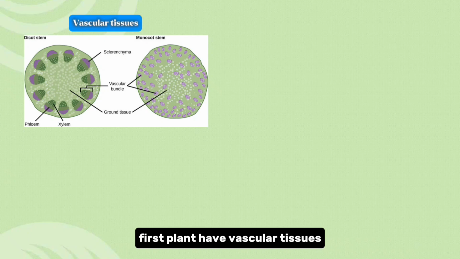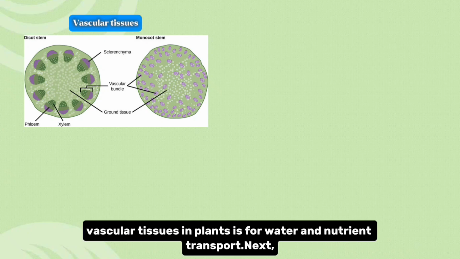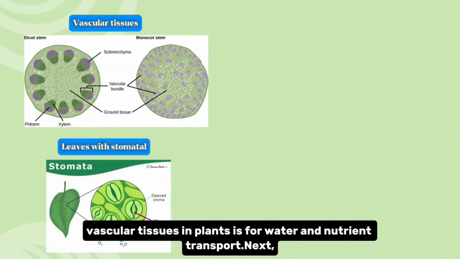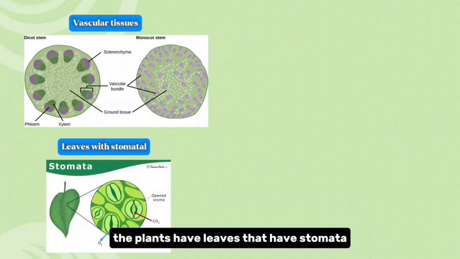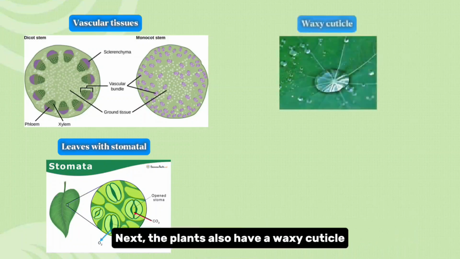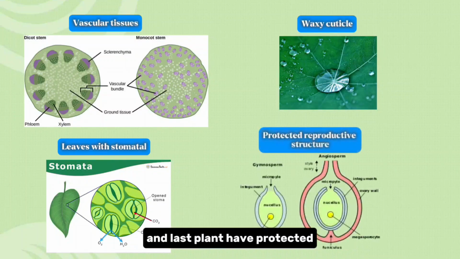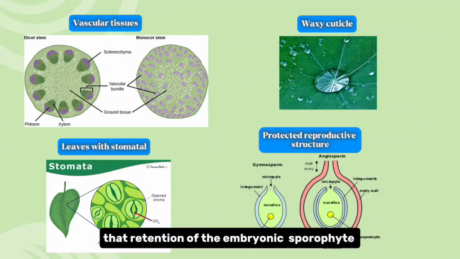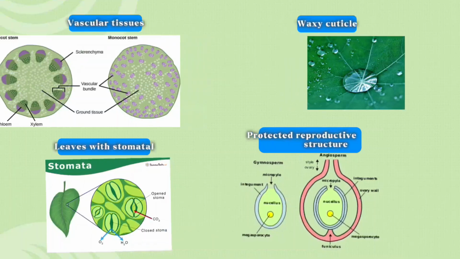First, plants have vascular tissues. Vascular tissues in plants are for water and nutrient transport. Next, the plants have leaves that have stomata. This is for gas exchange and to prevent water loss. Next, the plants also have a waxy cuticle. Waxy cuticle is to prevent desiccation. And last, plants have protected reproductive structures, that is, retention of the embryonic sporophyte within the female gametophyte.